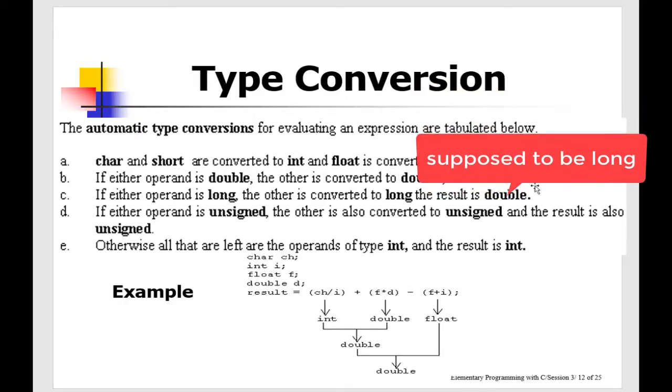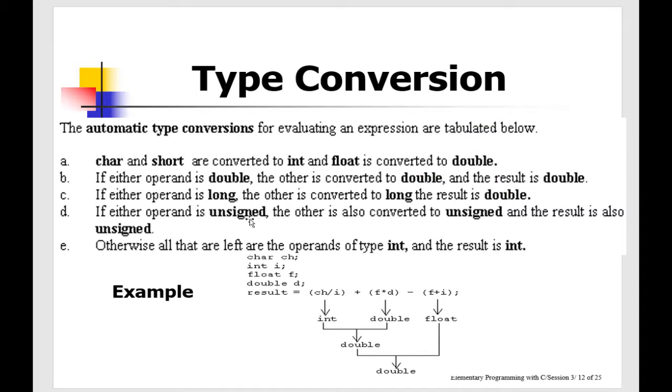Now, this is an image I can't change. It's supposed to be long. If the operand is unsigned and the other is also converted to unsigned and the result is also unsigned, else all that are left are the operands of type int and the result is int.